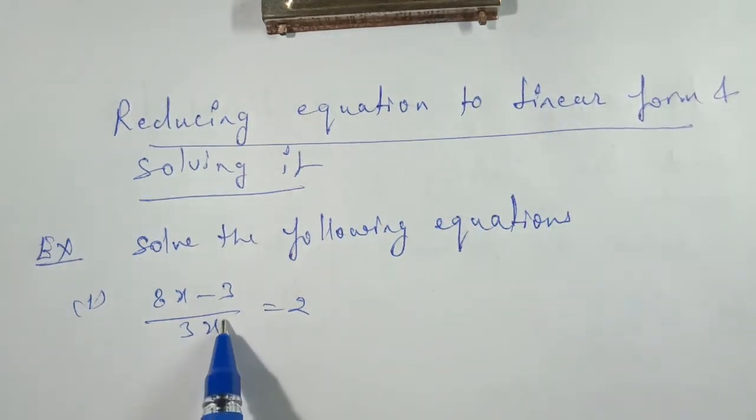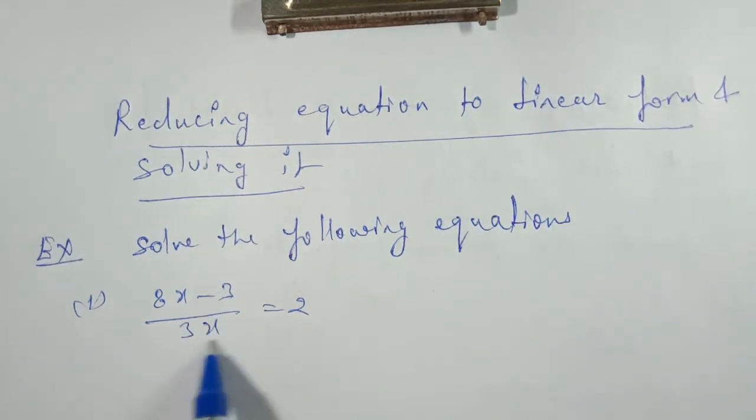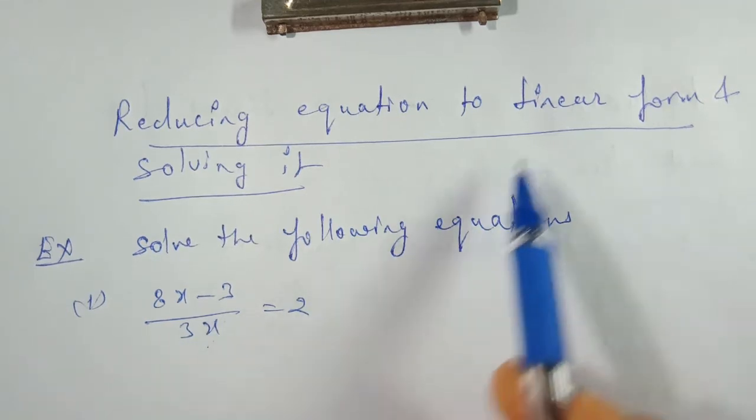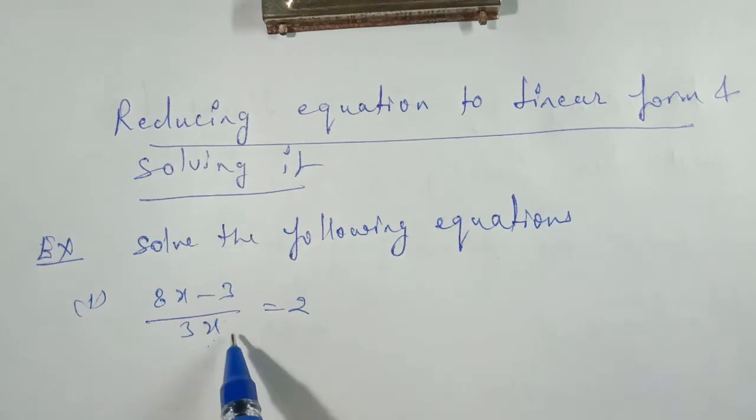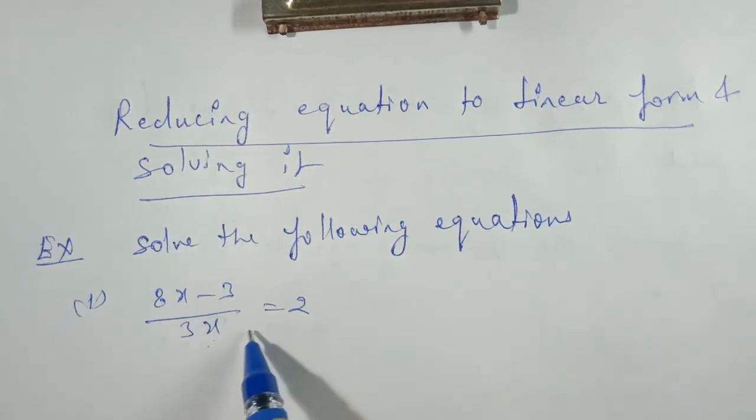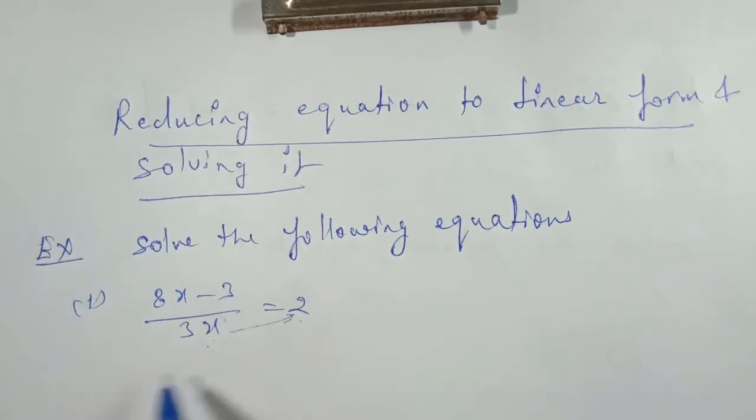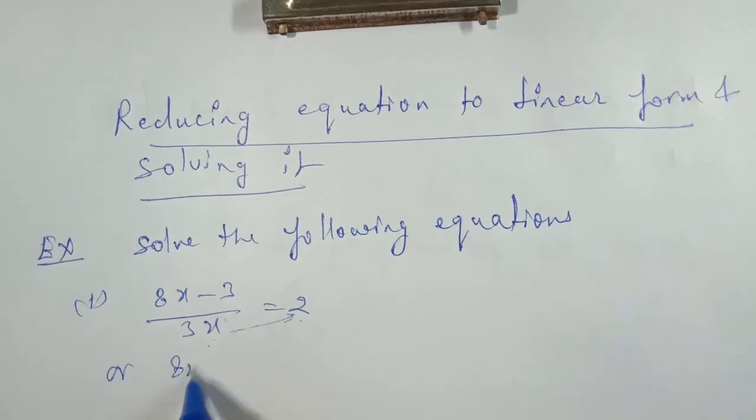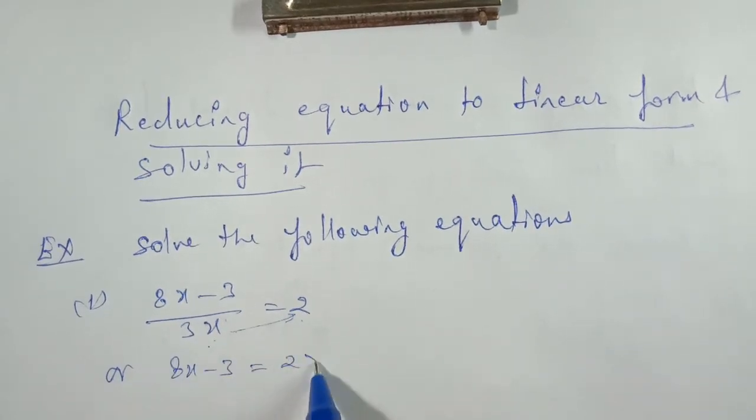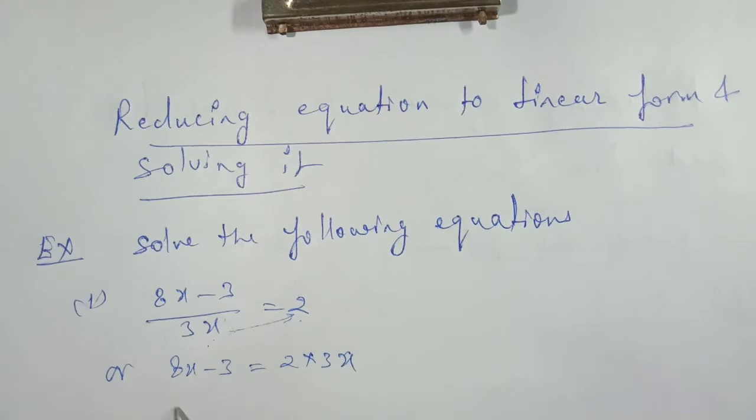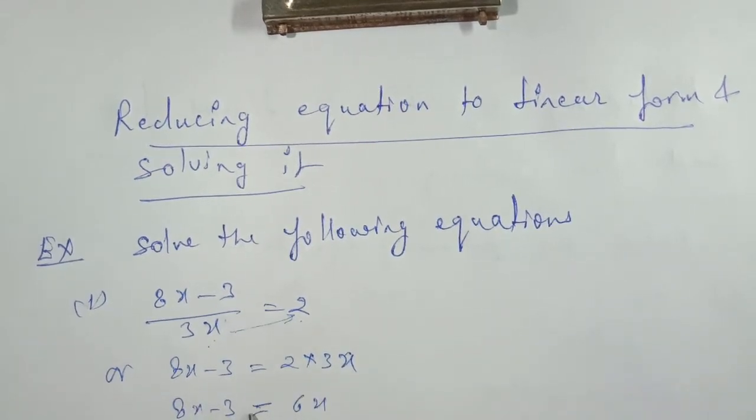In linear form, the denominator should not contain the variable term, so we have to reduce it to linear form. How will it be possible? This is in division, so it will move to the other side as multiplication, as we do in basic calculation. So it will be 2 into 3x, which gives 6x. Now it is in linear form.